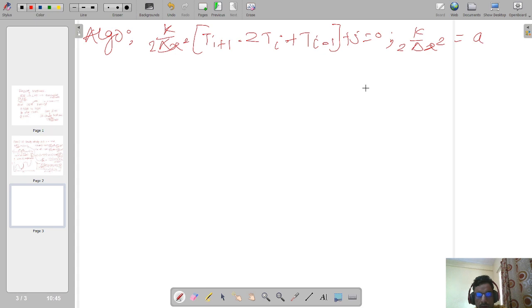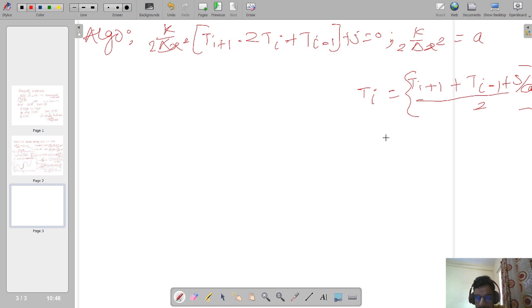If we rearrange it, we will get Ti is equal to Ti plus 1 plus Ti minus 1, plus s by a, divided by 2. So this is the equation we'll iterate about. Okay, so this is s by a.